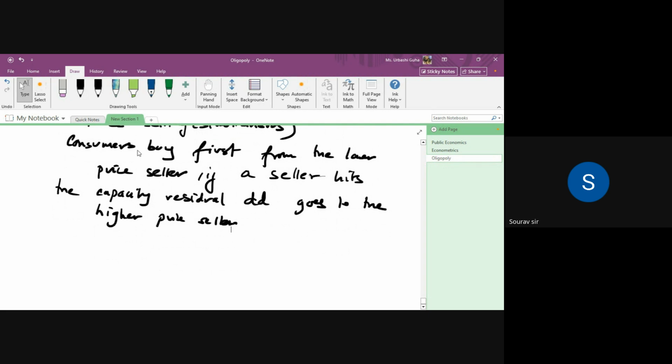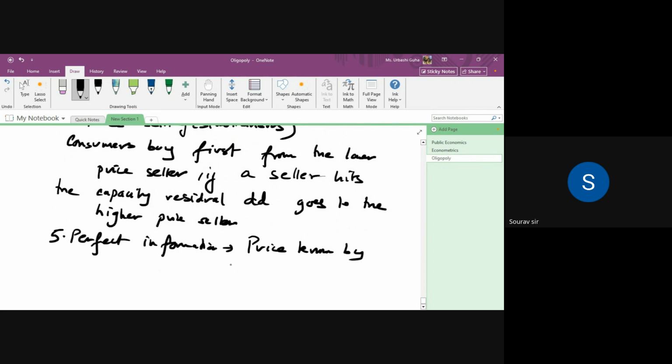Next, perfect information. What do you mean by perfect information? This we did. Buyers know the price, price known by buyer, and switch costlessly. So here, if the low price firm can't serve everyone, think like this: capacity binds, there is still residual demand left over for the higher price firm. It goes like this.